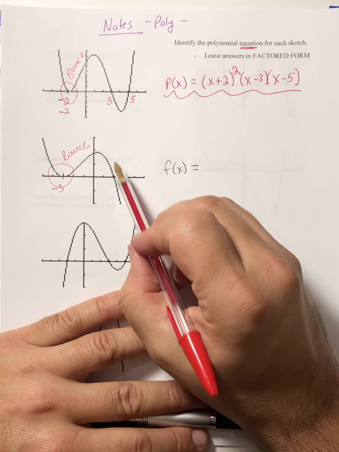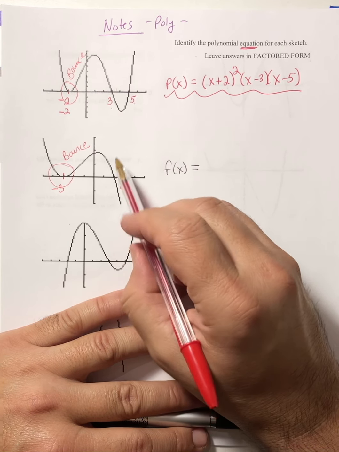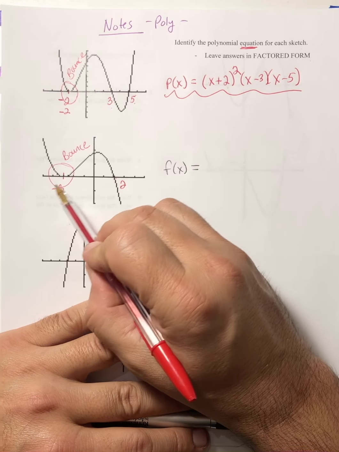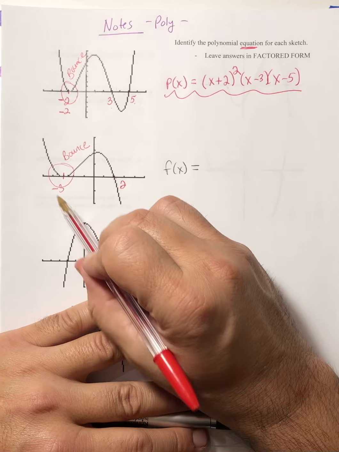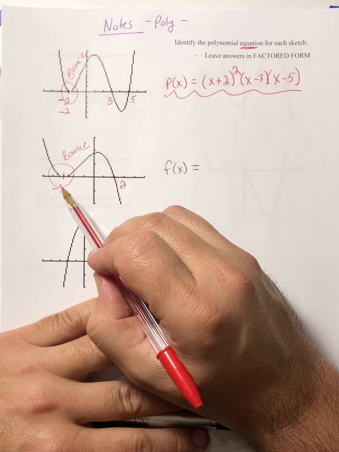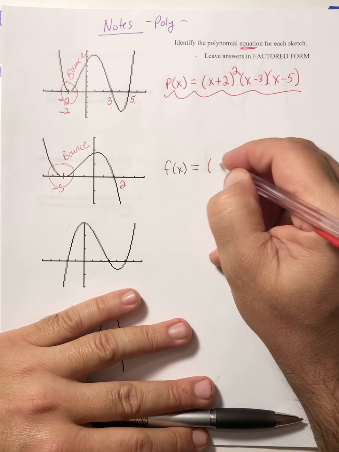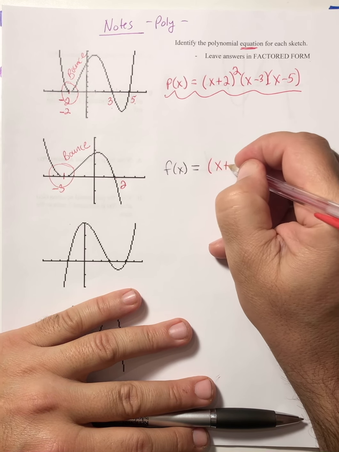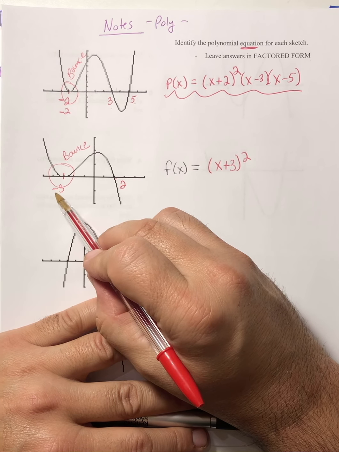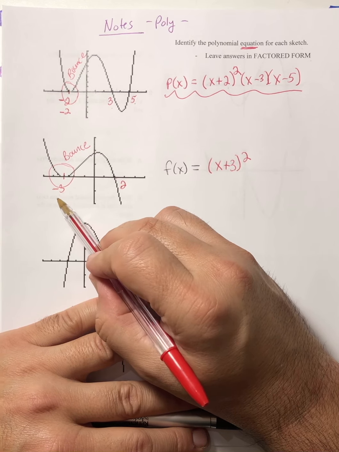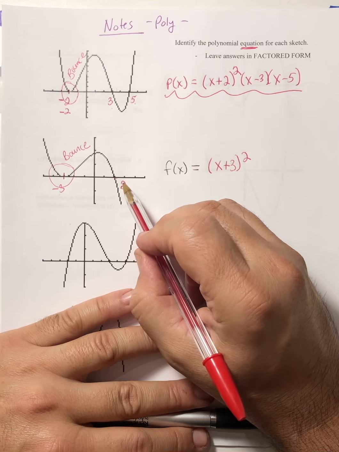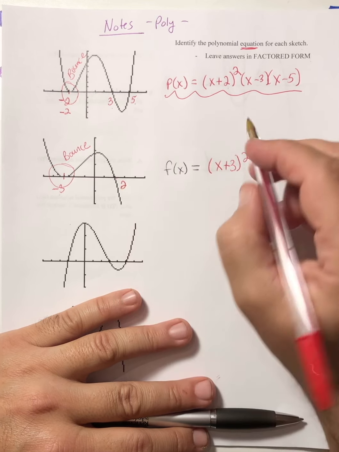What degree equation is this? How many roots do we see? We see 1, 2, 3. The bounce means 2 roots. So this is a third degree equation. Okay, and how many times does this show up? Twice. So we're going to write x plus 3 squared. Remember, -3 is the root, so x plus 3 is the factor. 2 is the root, so x minus 2 is the factor.